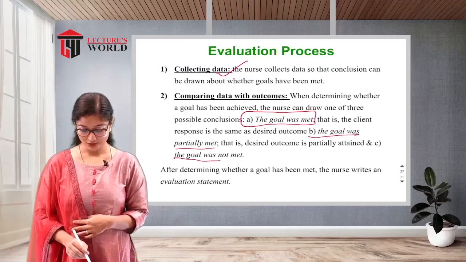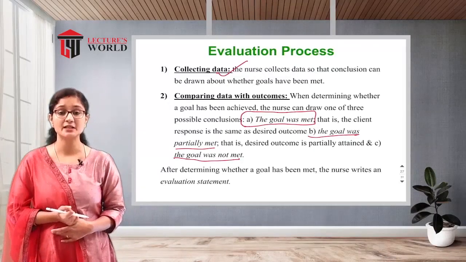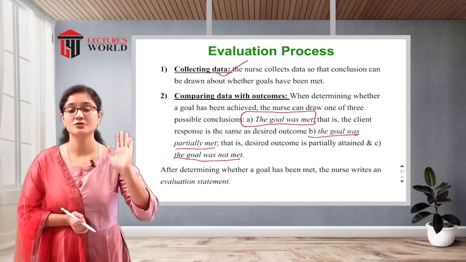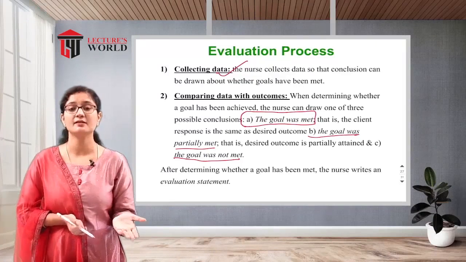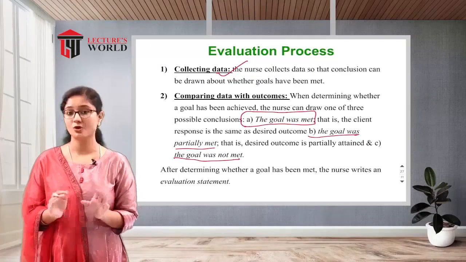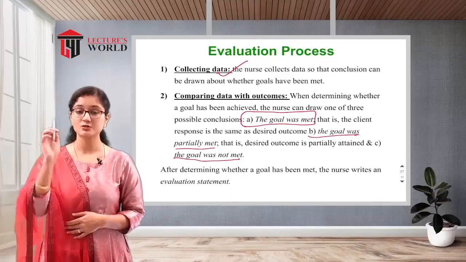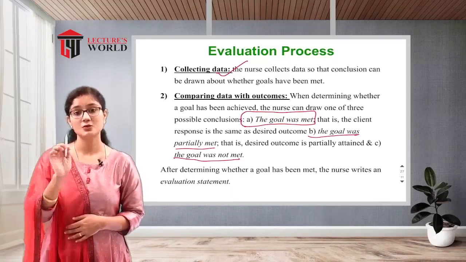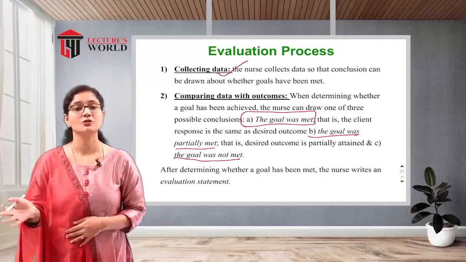And goal was not met. Even after checking at 1 hour, I ask him how much is your pain, and he says 8 on a scale of 0 to 10. That means the pain is still the same, so the goal was not met. So this is what you are going to write in the evaluation: goal was met, goal was partially met, meaning achieved a little, or goal was not met.